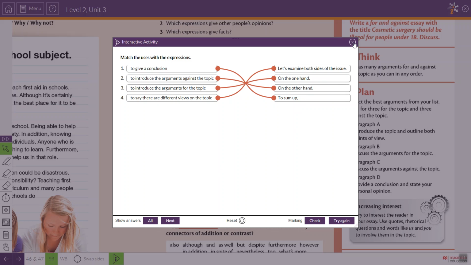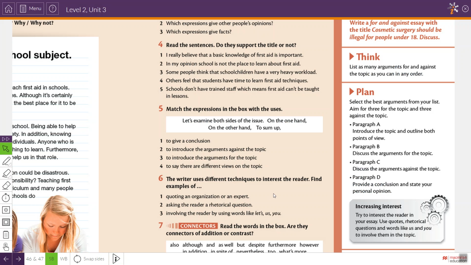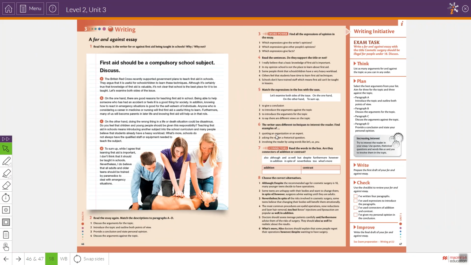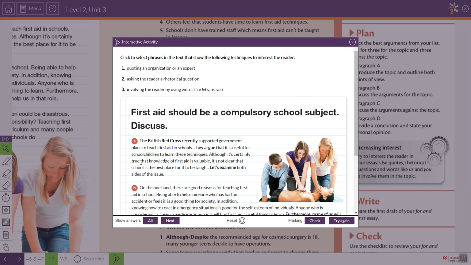Okay, right. This is interesting too, and this will be part of the rubric as well. The writer uses different techniques to interest the reader. Find examples of them. Okay, so I'm going to ask you to include this in your essay as well. Okay, so sorry, let's have another look.